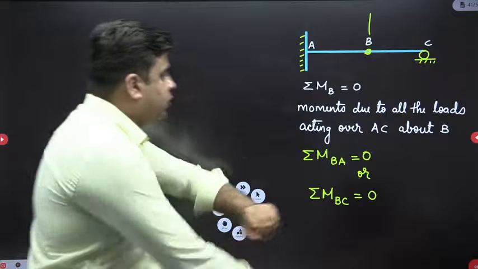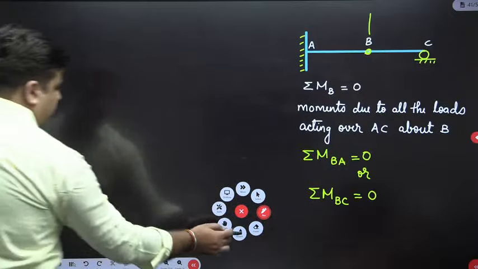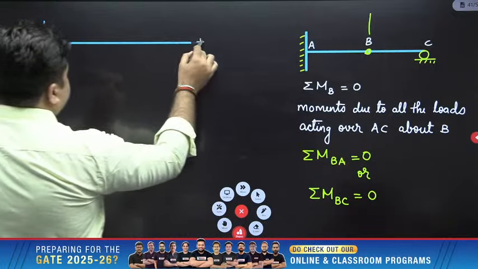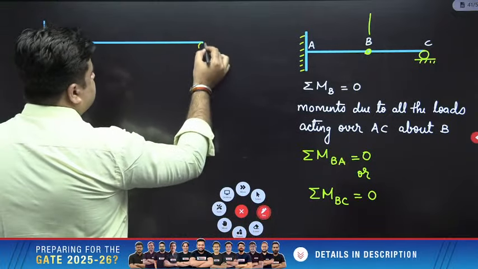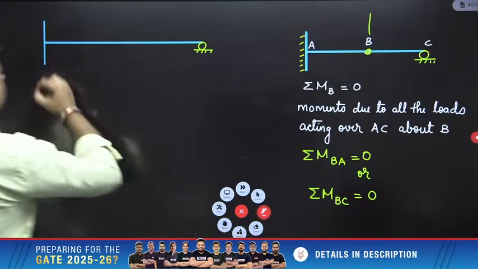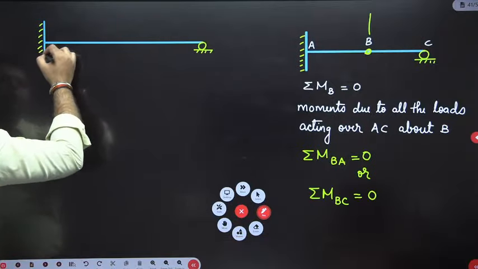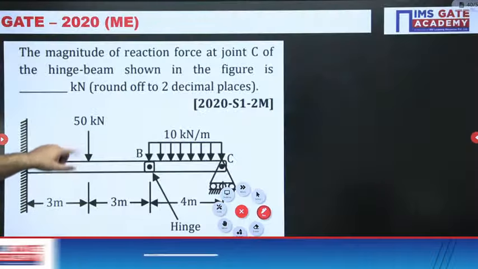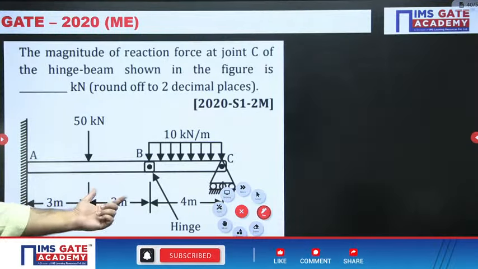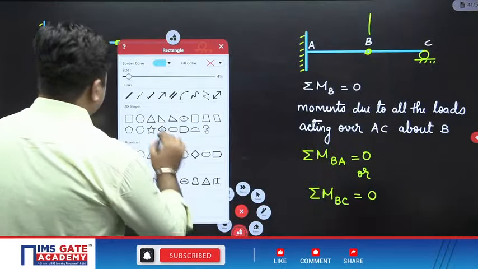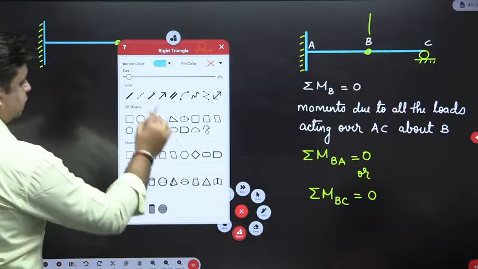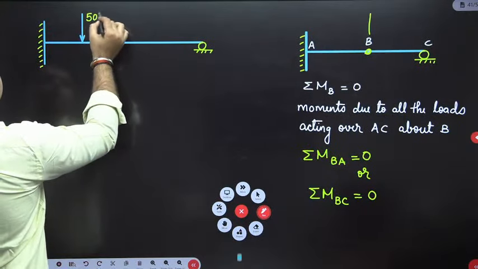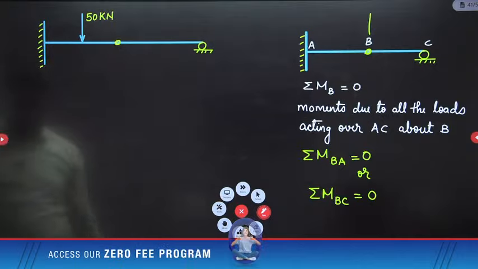Right. Let's see this question. You have a propped cantilever beam like this. This is your roller support here, and there is one internal hinge present here. There is a 50 kilonewton load acting at 3 meter distance.